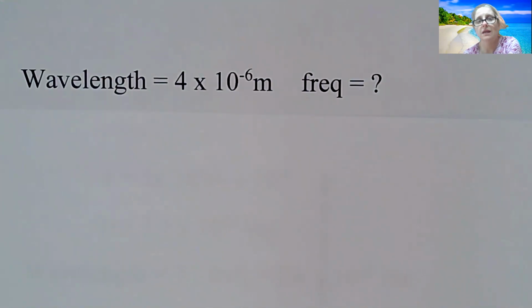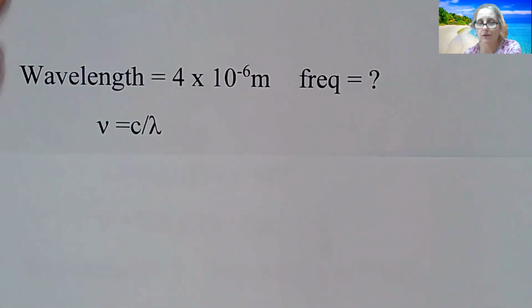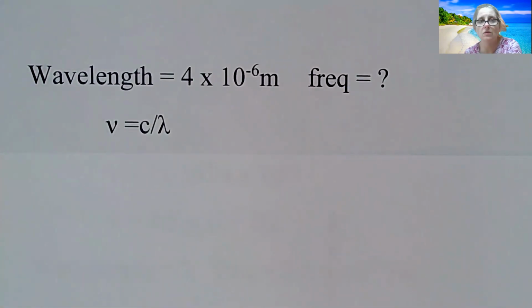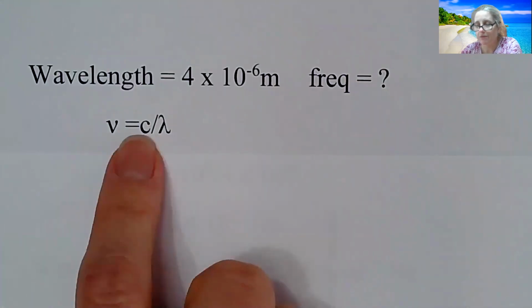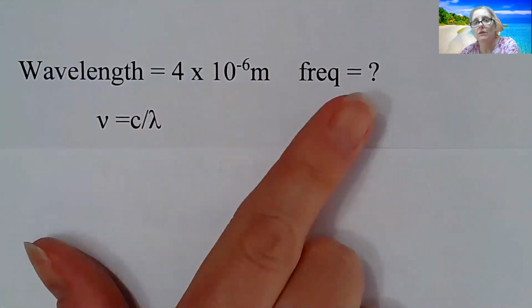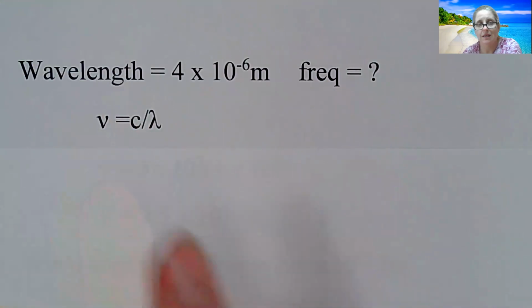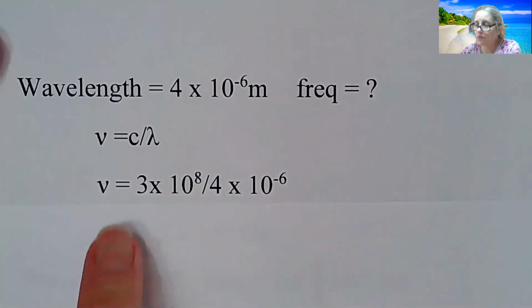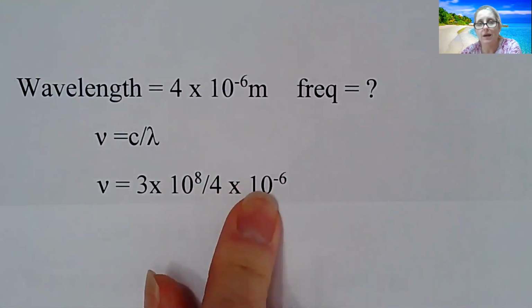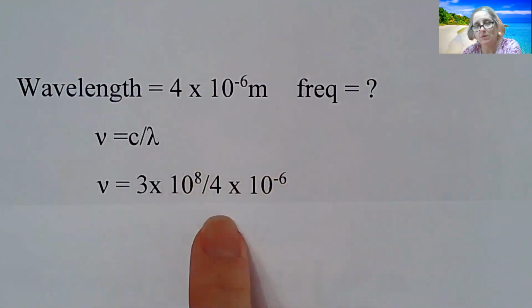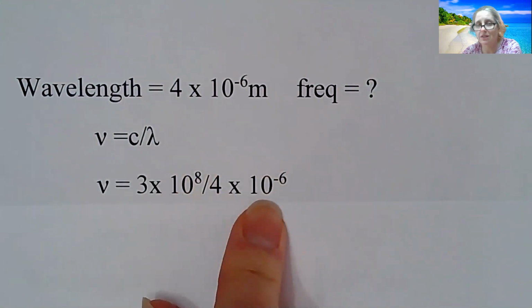So 4 times 10 to the negative 6 meters, what is the frequency? Well, the nice thing about these calculations is you are always going to be using the speed of light is equal to frequency times wavelength. So you will always be dividing into the speed of light. No matter if I give you wavelength or frequency, you're always going to be doing the exact same thing. You're going to be taking 3 times 10 to the 8th and dividing it by whatever the wavelength or the frequency happens to be. So this is 4 times 10 to the negative 6.